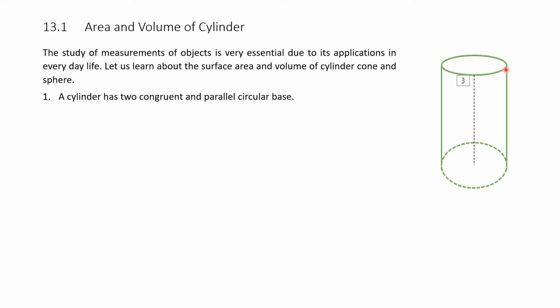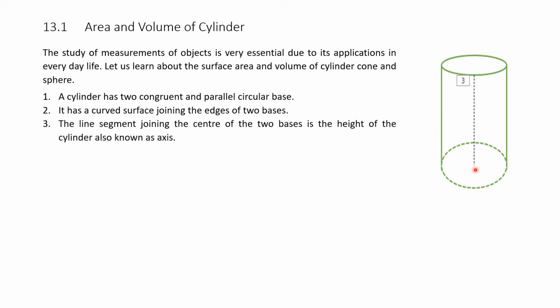These two circular bases are connected through a curved surface, and they are separated by a distance h, which is the height of the cylinder. The line segment joining the centers of the two bases is the height of the cylinder. It is also known as the axis. The axis is shown in dotted lines in the diagram.